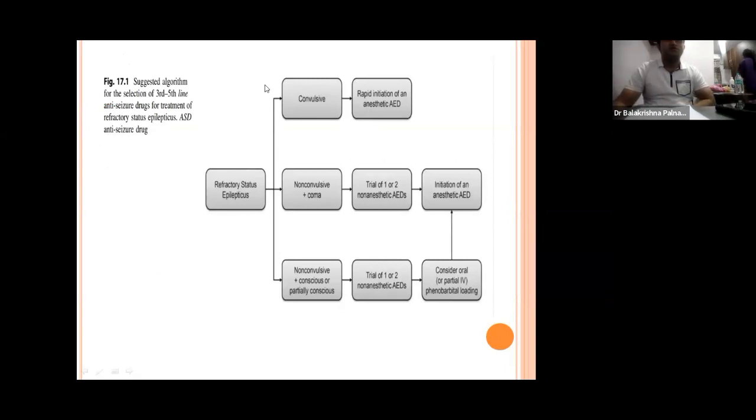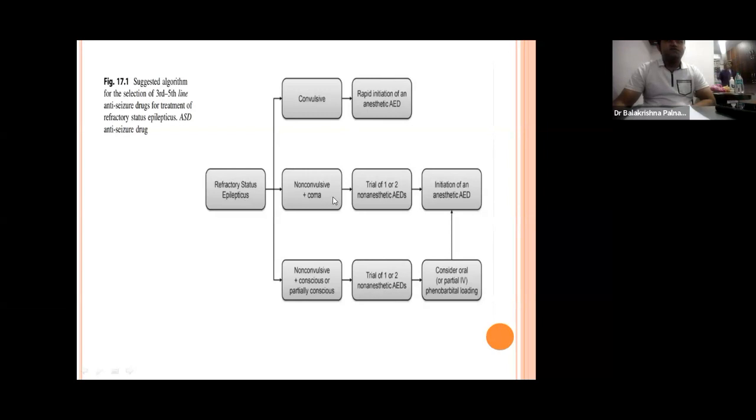As I suggested and told, there is no time limit for refractory status epilepticus. So in this particular child, the decision is correct. We have started straight away rapid initiation of anesthetic AED. Anesthetic AED is nothing but thiopentone, ketamine, or midazolam.